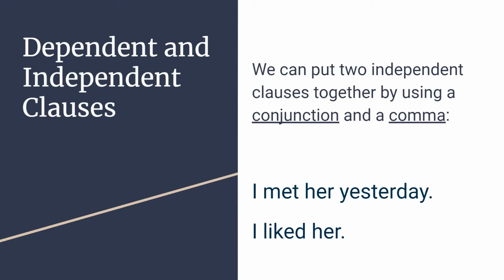If you want, you don't have to just put two different types of clauses together. You can also combine two independent clauses. For example, "I met her yesterday. I liked her." These are two independent clauses. You can combine them with a conjunction and a comma. Conjunctions are things like and, but, or so. So if we wanted to do that, we'd do this: "I met her yesterday, and I liked her." Great. Now you've got two independent clauses in a row.